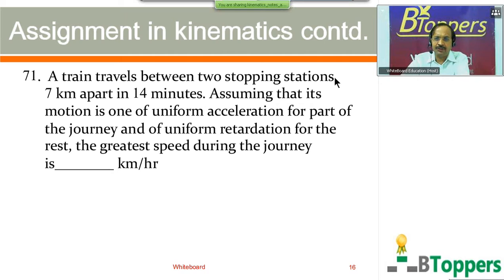The train travels between 2 stopping stations. Question number 71. 7 kilometers apart in 14 minutes. Assuming that its motion is one of uniform acceleration for part of the journey and of uniform retardation for the rest, the greatest speed during the journey is dash kilometer per hour. So you have to find the answer. In case you want to try this question yourself, you can take a pause and try the question. The answer for this question, you should get 60.